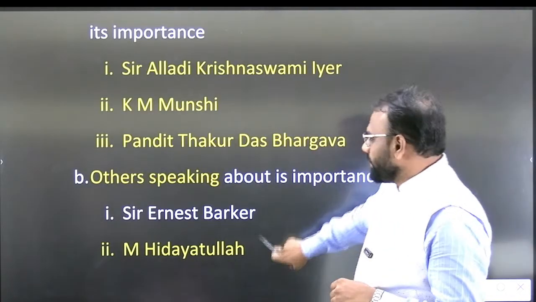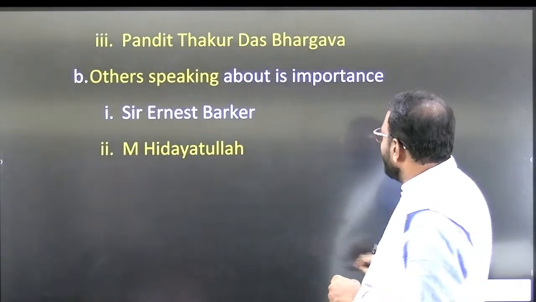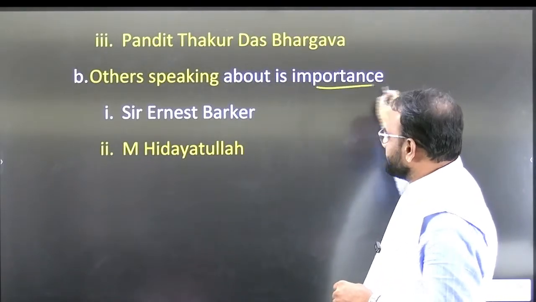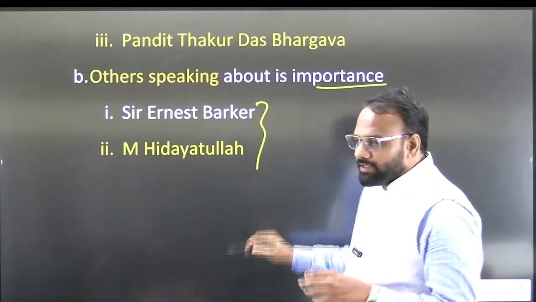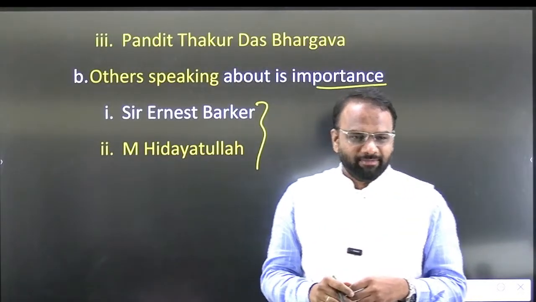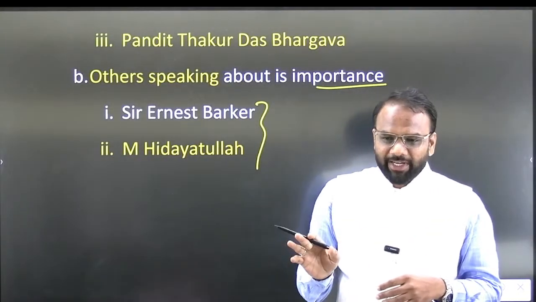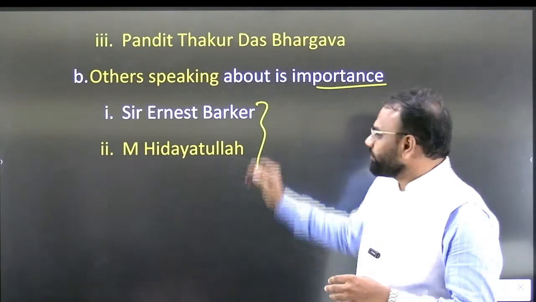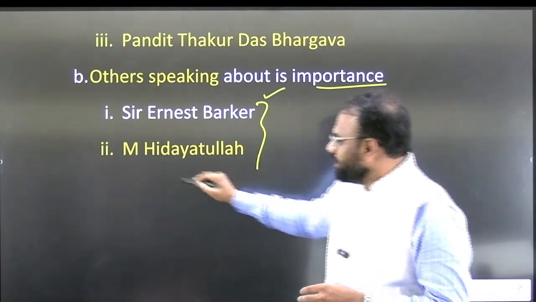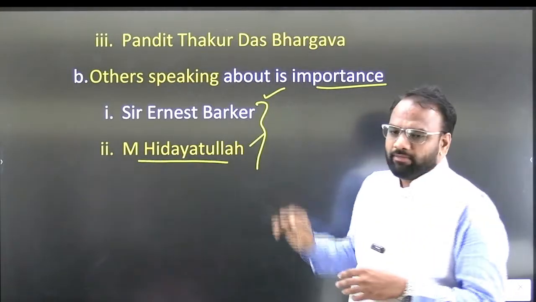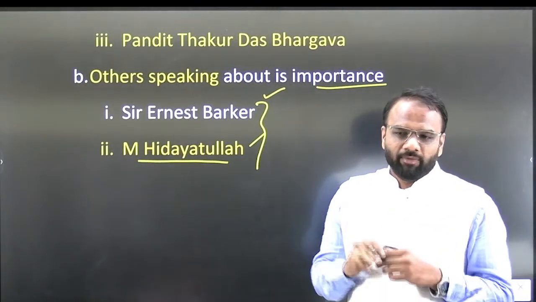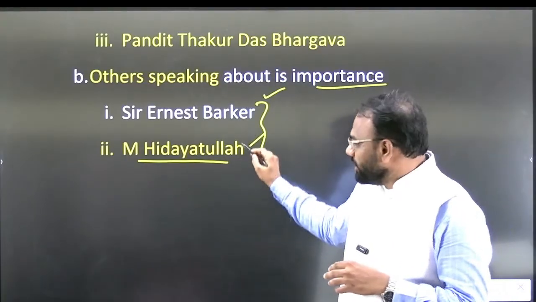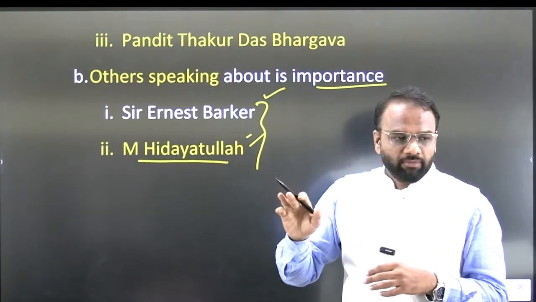Okay, preamble. Others speaking about its importance means these two people, they are not members of the Constituent Assembly, but yet they spoke positively about the preamble. Who are they? Sir Ernest Barker and M. Hidayatullah. Both of them spoke about the preamble. From this we understood that Hidayatullah was not part of the Constituent Assembly.